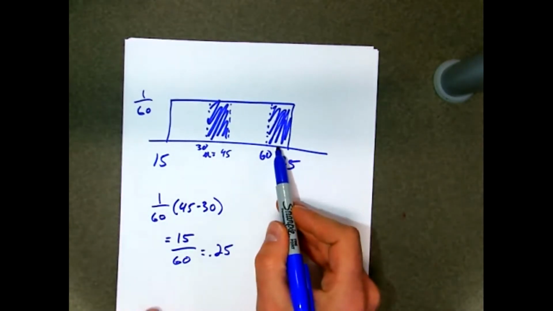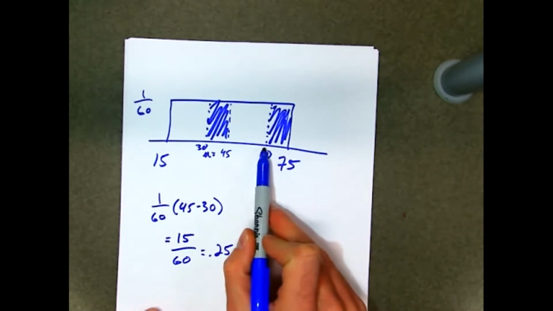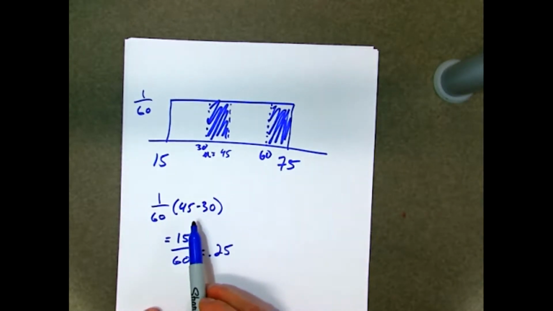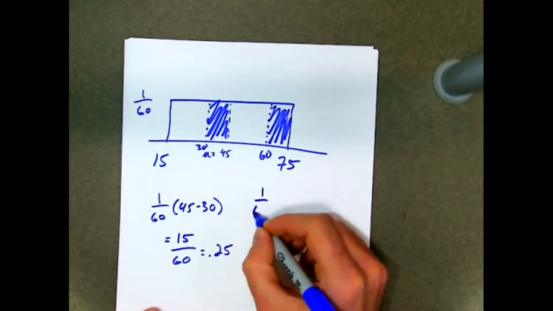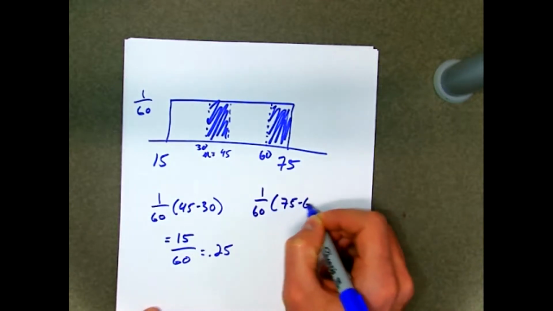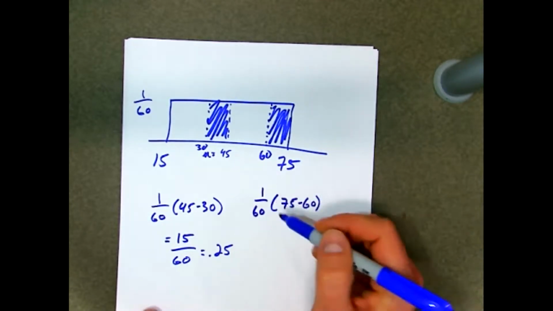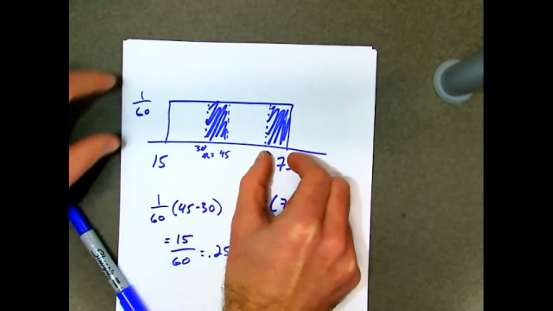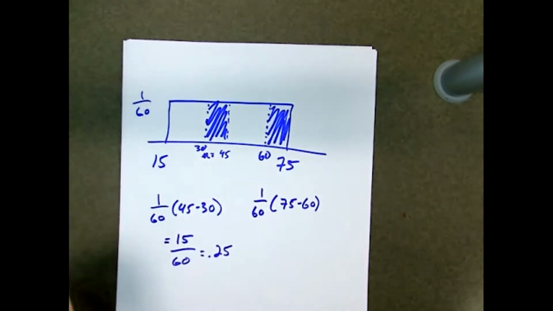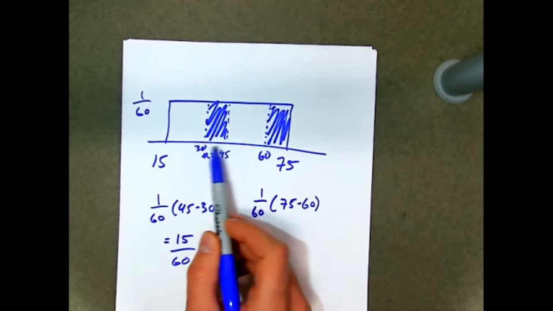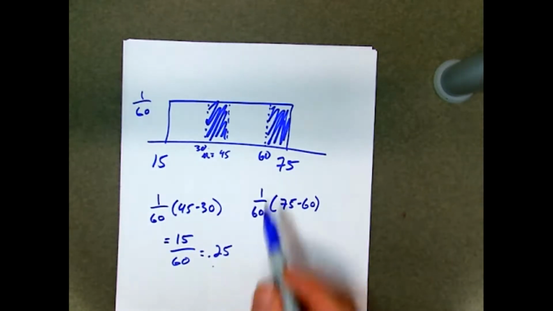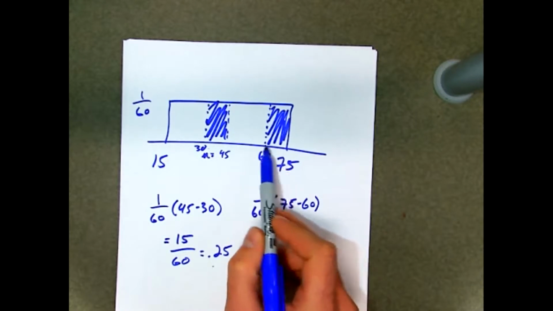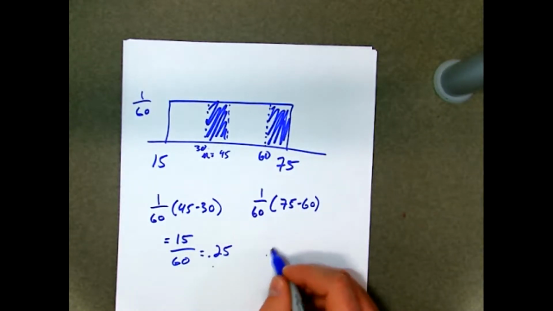Well, what's this area going to be? 60 to 75 has the exact same width of 15. So I don't even have to go through the process of calculating the width times the height, because I know for a uniform distribution, equally sized intervals all have the same height, so they're all going to have the same probability of occurring. So if the probability I see something between 30 and 45 is 0.25, automatically something that has the same width, 15, I know the probability I see something in that range is also going to be 0.25.